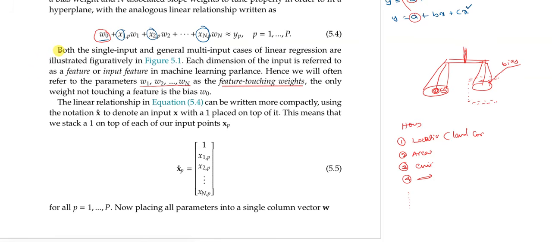To make it cost effective, you may check this or this. You can minimize the amenities, and instead of a 3 bedroom flat, I can go with a 2 bedroom flat, like that. These are the features. The only weight not touching a feature is the bias. So bias is not influenced by these values. Bias is only a correction factor, for your understanding purpose.